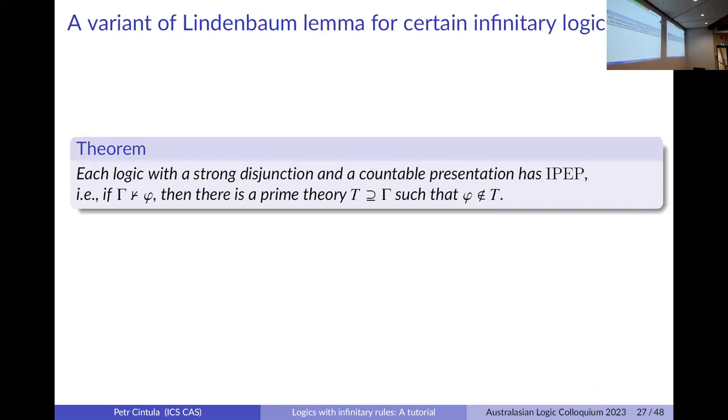Okay, now we are getting close to the end of the third tale, and we need this. This is the variant of Lindenbaum lemma for certain infinitary logics. So this is a big new result in a way, that if you have a logic with strong disjunction and a countable presentation, then it has the IPEP. So it means that whenever you don't prove something, there is a prime theory. Now prime in the sense either intersection prime or in the sense disjunction prime. So extending theories into prime theories works even without the presence of finitarity, as long as you are countably axiomatizable and you have a strong disjunction. So that's a strong result. The next tale in our ontology will be all about this result.